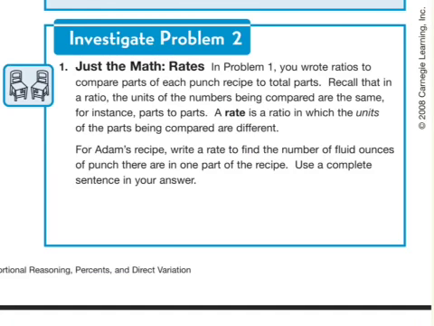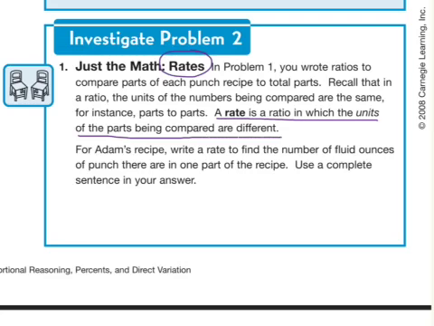Alright guys, so right here we're talking about rates. It's a new vocab word, so make sure to write this down. So we've been writing ratios and comparing parts like we did with the punch problem. We did the number of grapefruit to the total number of parts, or number of lemon lime to total number of parts. So recall that in a ratio, the units of the numbers being compared are the same, for instance, part to part. A rate is a ratio in which the units of the parts being compared are different.